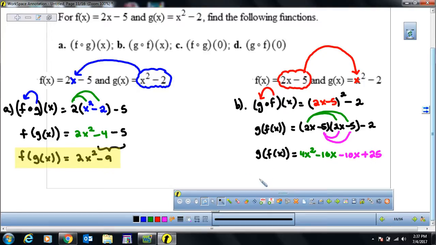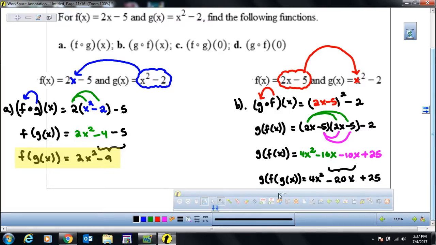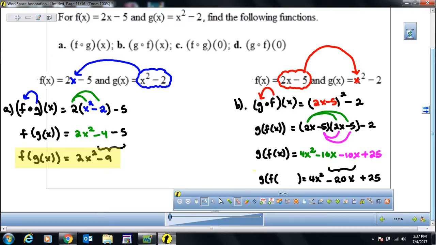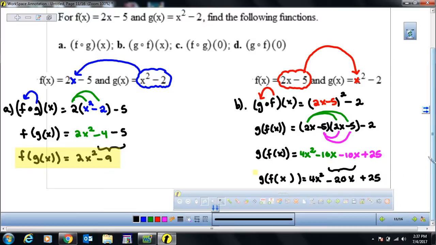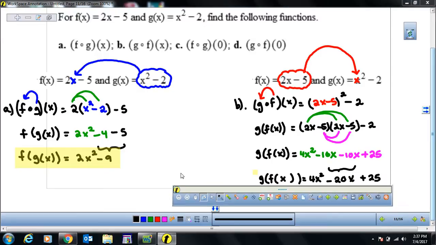Then we can combine like terms. So if we combine like terms here, we're going to get 4x squared. Negative 10x minus 10x is minus 20x. And then plus a 25. And this is the function g of f of x. Okay, that is the function g of f.